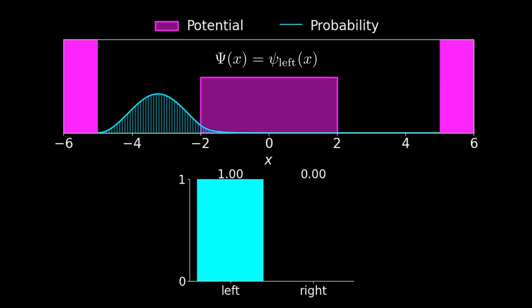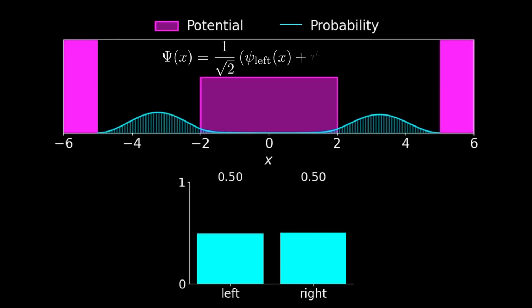Here we have a particle completely in the left well, so naturally the probability of measuring the particle there is 1. Now let's look at a superposition. If we measure in this basis, we expect to see the particle on the left half the time and on the right half the time. So far, this seems like a simple kind of uncertainty, but here's where things get interesting.